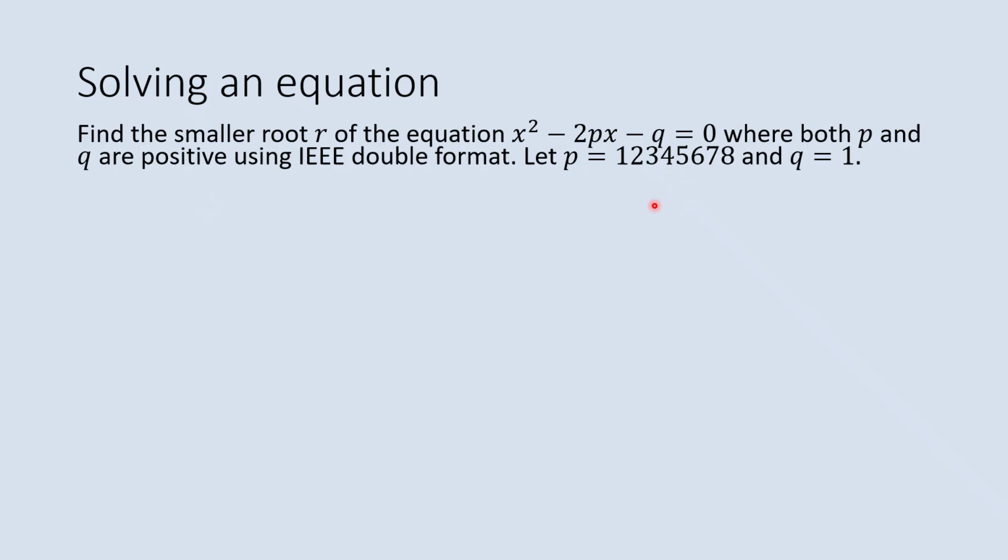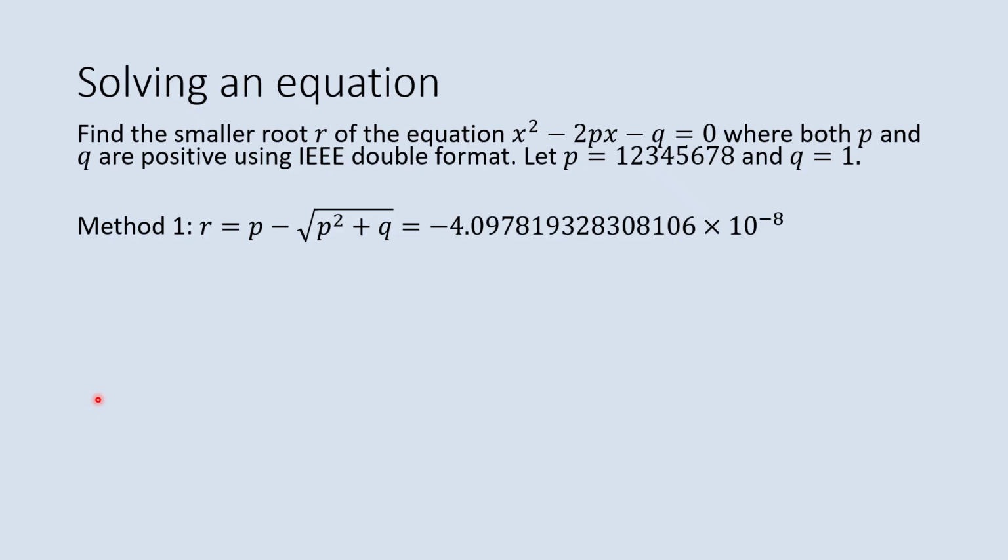In our particular case, we're going to let p be this very big number, 12,345,678, and we're going to let q be 1. So the p and q are very far apart in values. P is very large relative to q. They're both positive numbers. They both fit in the situation. But we're going to solve the equation and find the smaller of the two answers to this quadratic equation.